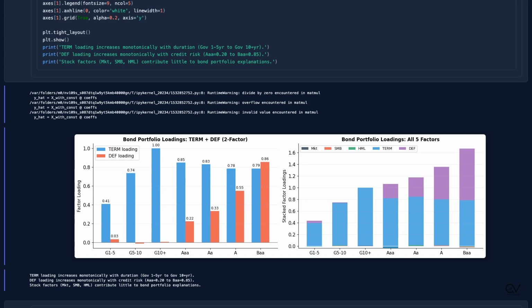The right panel adds the 3 stock factors on top. Look for them and you won't find them. Every market, SMB and HML loading comes in under 0.03 in absolute value.